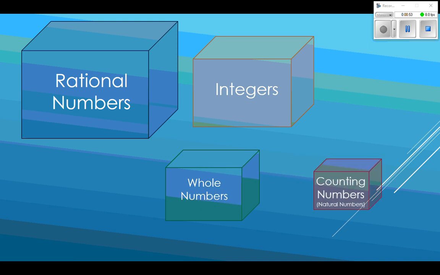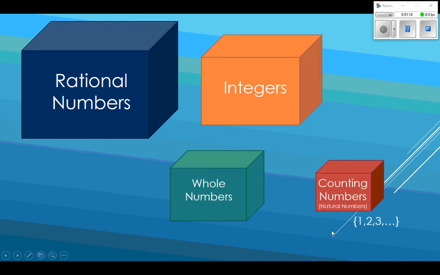So we're going to start with the smallest box. Our counting numbers is our smallest subset of the real number system. It's the first numbers that you ever started using. When we count, the numbers that we say are classified as the counting numbers. A more sophisticated name for counting numbers are natural numbers, so you should know that word also. But so we can show that our counting numbers are 1, 2, 3, and so on.